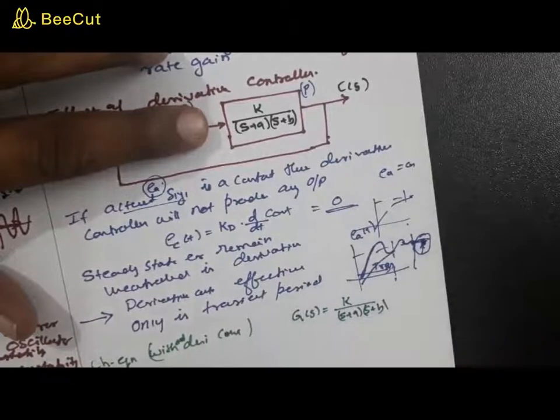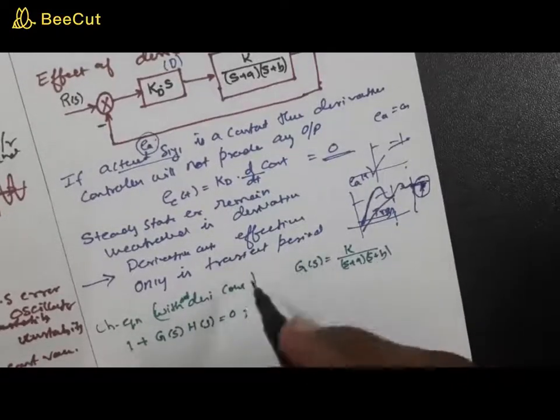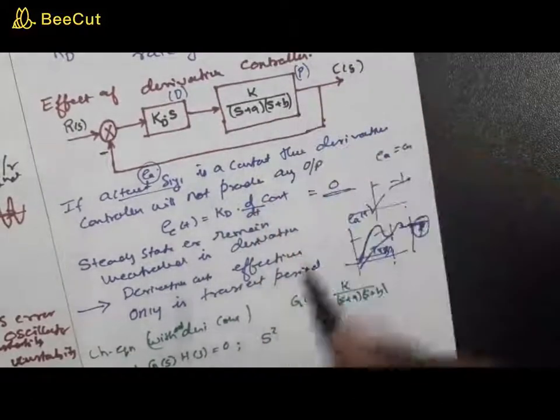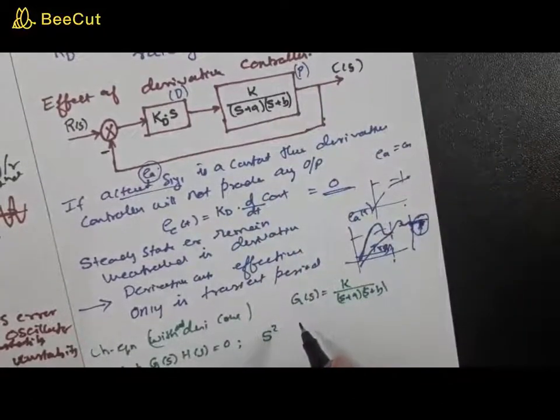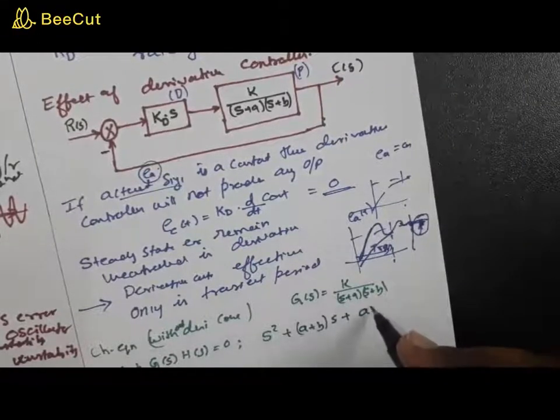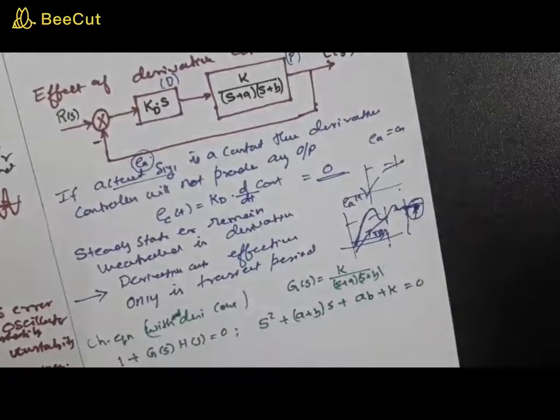From this you can find the characteristic equation without the derivative control, that is 1 plus G(s)H(s) equal to 0. Substituting for G(s)H(s), you may do it by yourself, you will get s square plus (a plus b) into s plus (ab plus k), where k is the forward path gain, equal to 0. So this is actually your characteristic equation.